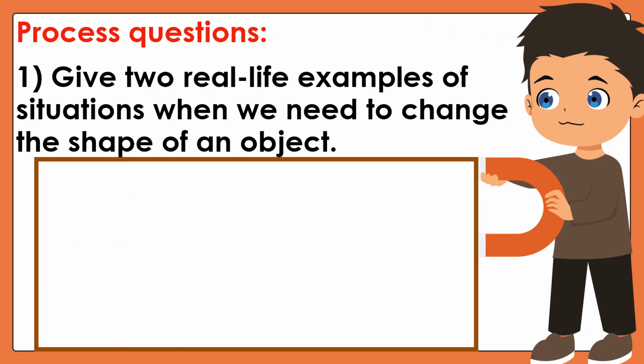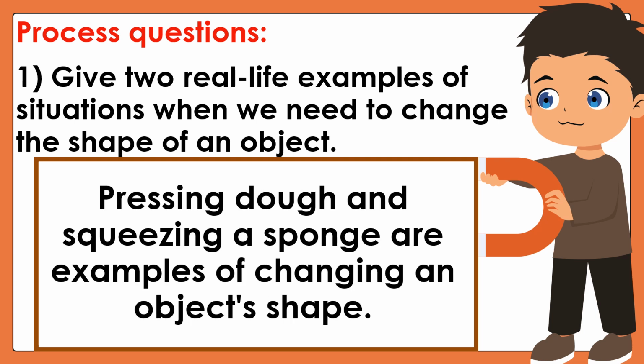For the process questions, number 1, give 2 real-life examples of situations when we need to change the shape of an object. Possible answer: pressing dough and squeezing a sponge are examples of changing an object's shape.